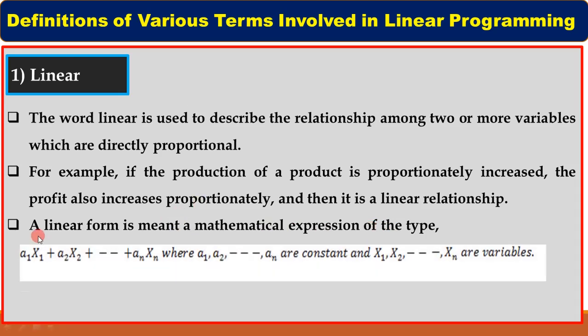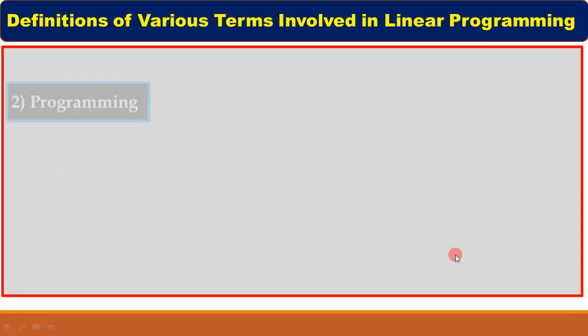For example, let us consider this equation: a1 x1 plus a2 x2 plus dash dash dash an xn. This is nothing but a linear equation. Such type of linear equation we are going to use in linear programming problems, where a1, a2 are the constants and x1, x2 are the variables. More specifically, x1, x2, xn are the decision variables.